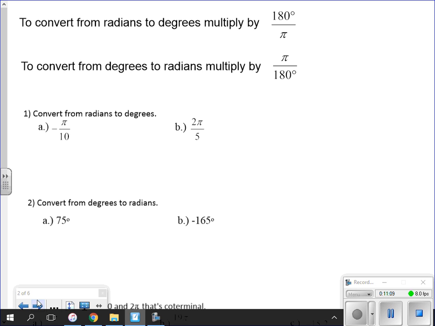Okay. So this one really isn't all that difficult to do here. Convert from radians to degrees. What do you do? You multiply it by 180 over pi. Not a big deal. The pi's cancel, the 180 and the 10 reduce, and you get negative 18 degrees. So negative pi over 10 is negative 18 degrees. Next, 2 pi over 5 times 180 over pi. The pi's cancel each other out, and you reduce it down. And this is 72 degrees. Pretty easy to do, right?